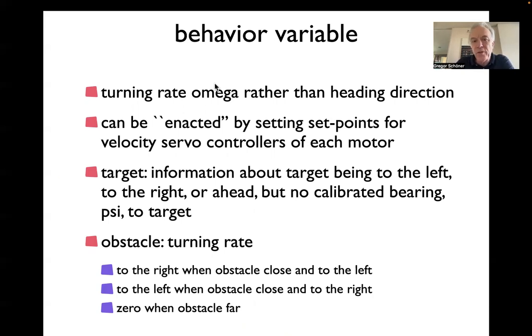And therefore, taking the derivative of the heading direction as the dynamical variable, the turning rate, we could set an attractor. We would say we have some default turning direction, to the left or to the right, for the target.